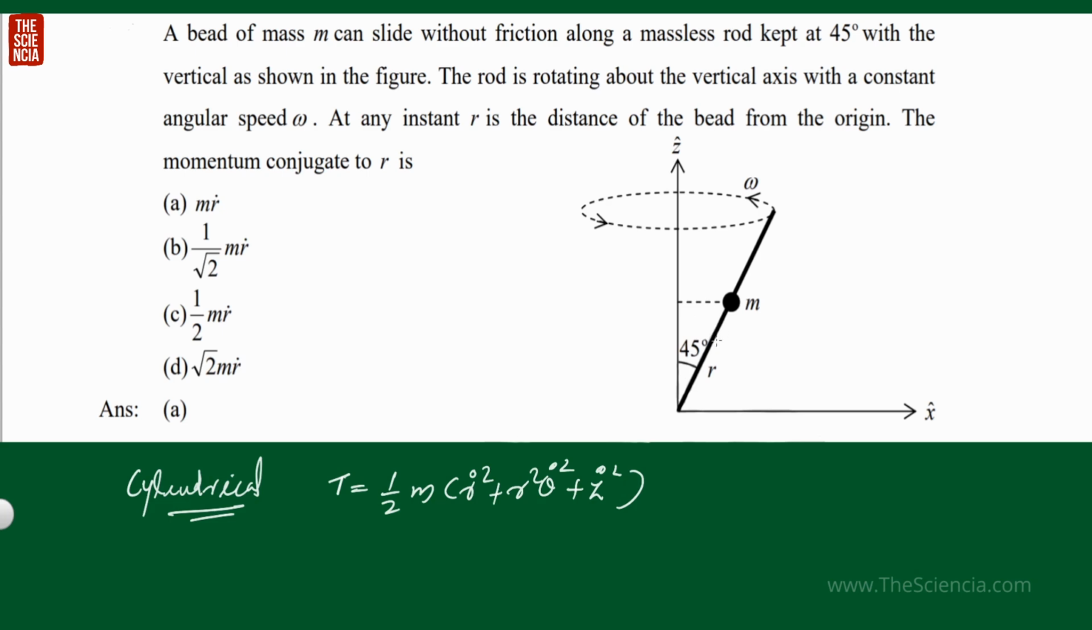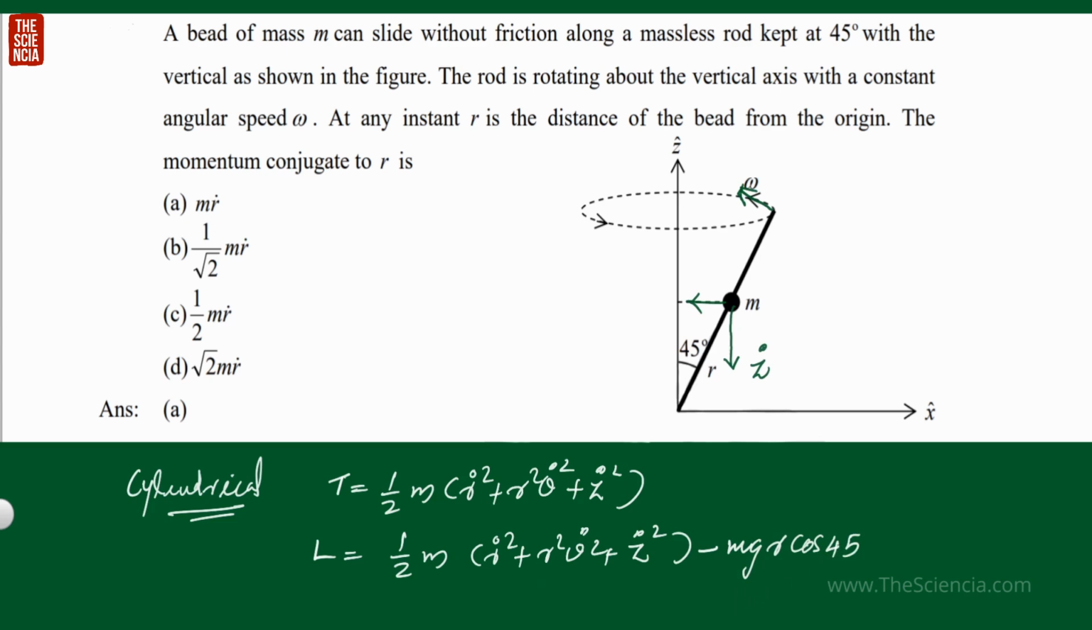Here you can see the bead is sliding down. So there will be a velocity in this direction, that is z dot, and there is a velocity in this direction, and there is a velocity in this direction. So you just add these velocities, you get the Lagrangian. But here it is easy to write the Lagrangian based on its symmetry. So the Lagrangian is L equal to T minus V, that is 1 by 2 m (r dot square plus r square theta dot square plus z dot square) minus mg r cos 45. So we got the Lagrangian and we have to find the momentum conjugate to r, that is PR. PR is equal to dou L by dou r dot, that is equal to m r dot. It's a very simple question.